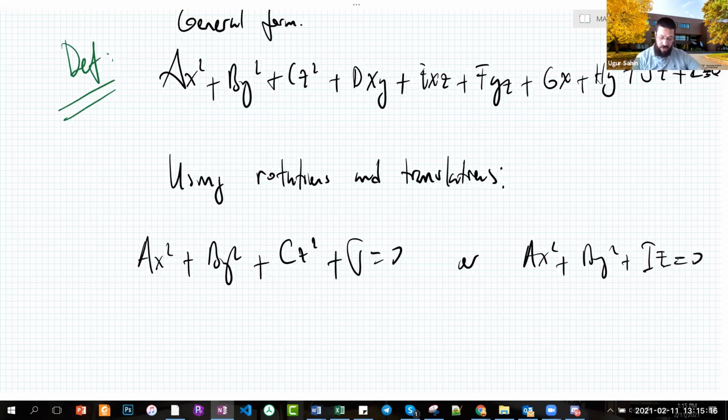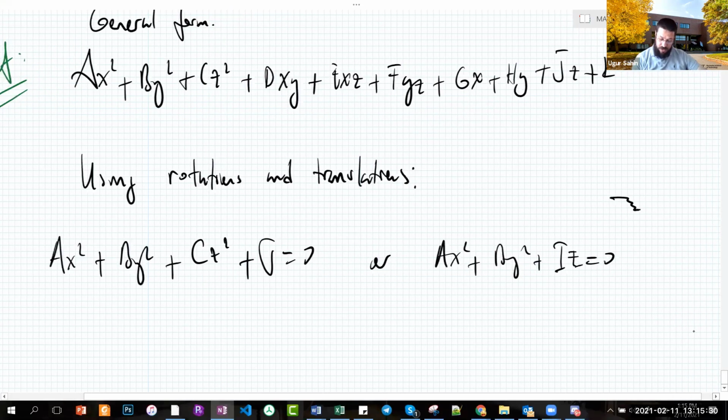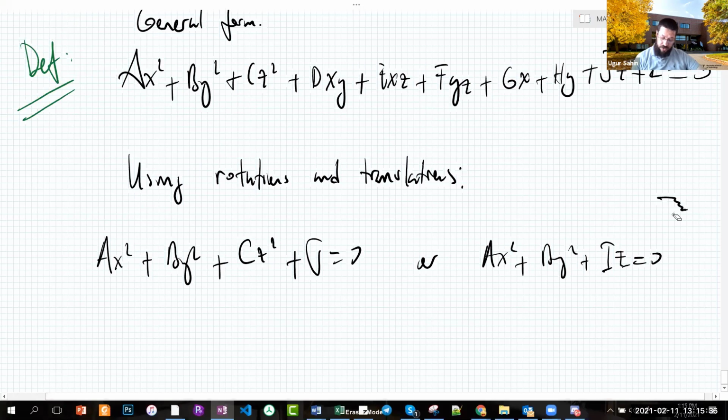I'm going to show it to you soon, don't worry. After K, this is 0. That part is equal to 0. I need to scroll to the right a little bit. This is 0. Since that's a constant, that should be the right hand side of the equation.